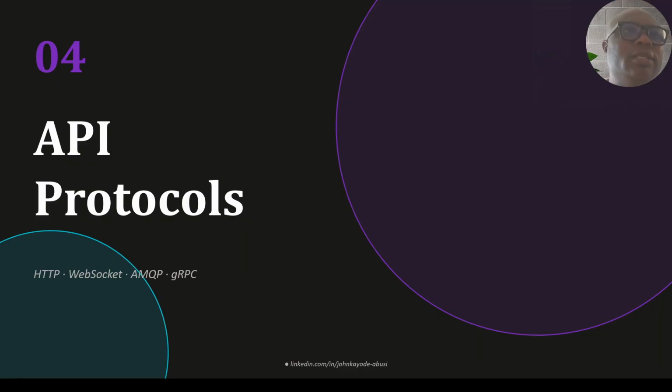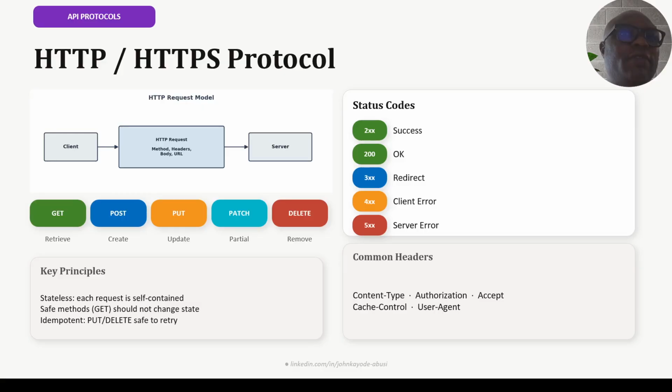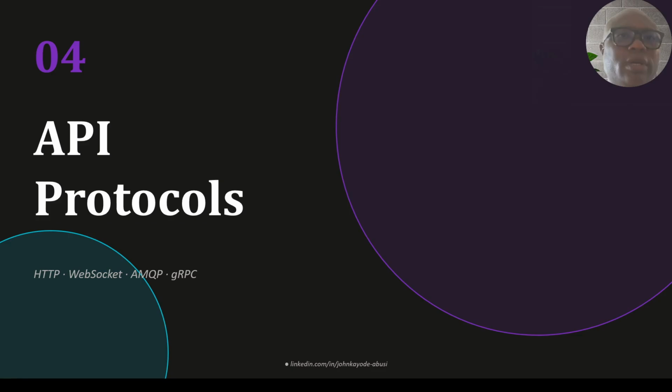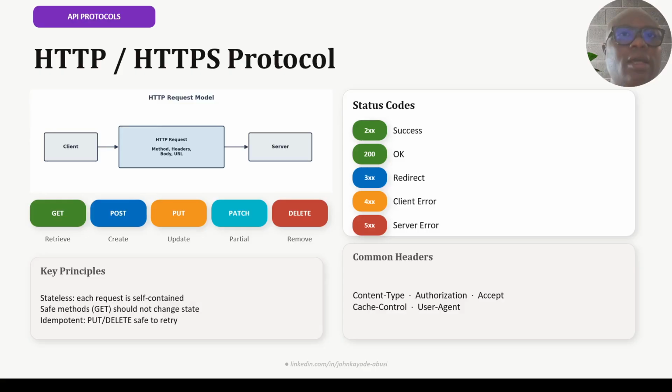So now let's look at the API protocols. We have HTTP, WebSockets, AMQP, and gRPC. So these are the protocols. Now, when you look at the HTTP protocol, it's mostly used within REST APIs. So you have the client, you have your server, and you can see the HTTP request: the method, the header, the body, the URL. These are the components of the HTTP request model.